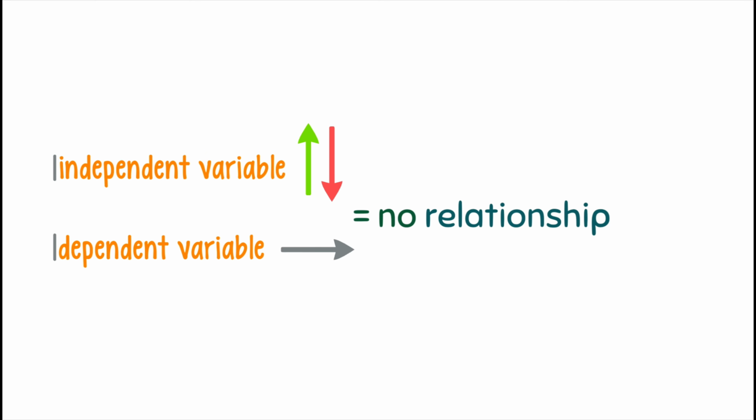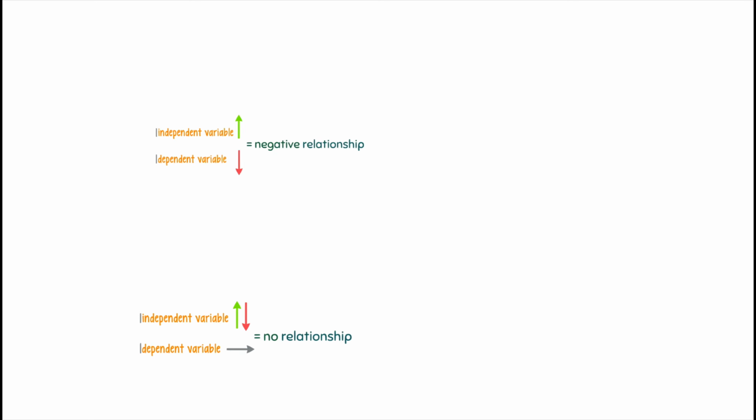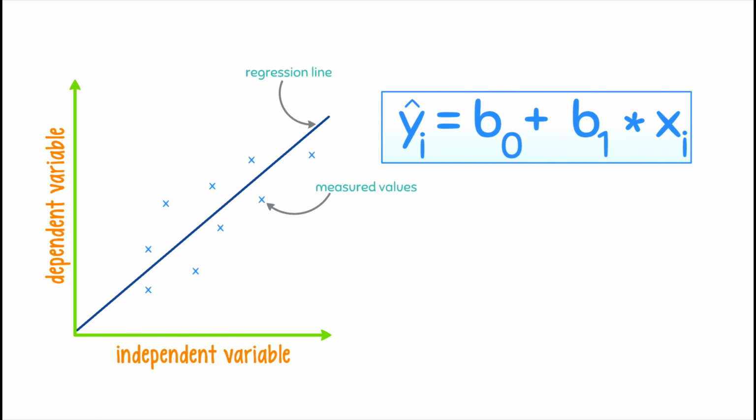The regression can also be represented by the following equation: ŷi equals b0 plus b1 times xi. By the way, if there is a negative relationship, the equation would be ŷi equals b0 minus b1 times xi. Let's take a closer look at the components of the equation.